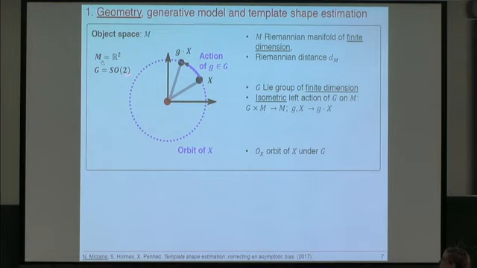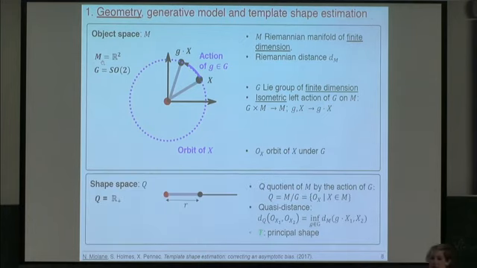And in that case, the orbit of X is just a circle, because without loss of generality, we can fix one of the landmarks at 0. We're just changing the coordinate system. So this is the object space and the assumptions for the later derivations. Under this, we can consider the corresponding shape space. You know, it's the quotient of M by the Lie group.